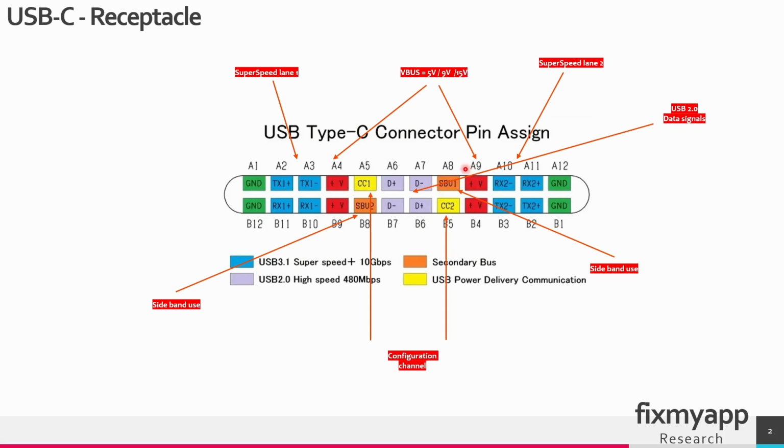Then we have the secondary bus, also known as the sideband use. This is sideband use 1. This is sideband use 2. The SBU pins are used for sideband signaling, which means they can carry auxiliary or additional signals that are not part of the primary USB data or power transmission. These signals can be used for different purposes. One purpose would be sending the audio signal back to your headphones, and that can use the sideband use channel.